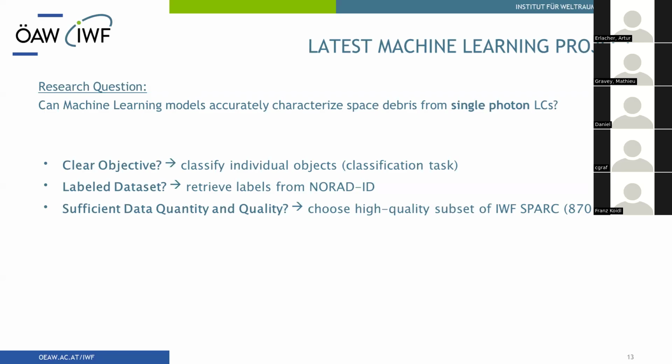So we're going to transition to the current paper we have been working on, which we have published. The question of this paper was concerned, among other questions, with asking: can machine learning models accurately characterize single photon space debris light curves? Because that hasn't been done before. We were not completely sure whether single photon space debris light curves are suitable for the machine learning approach.